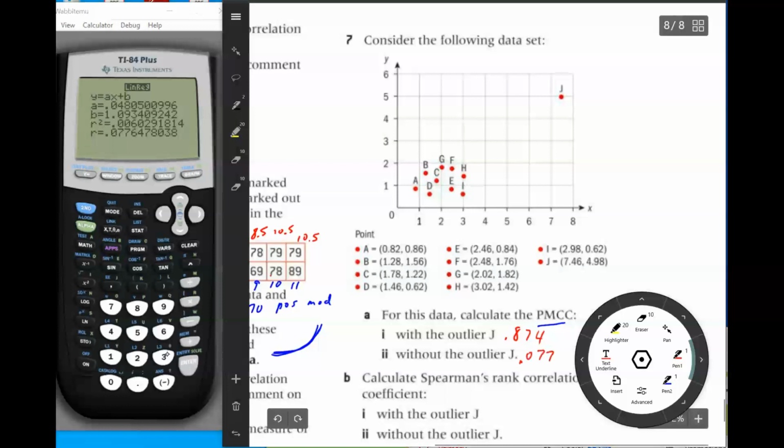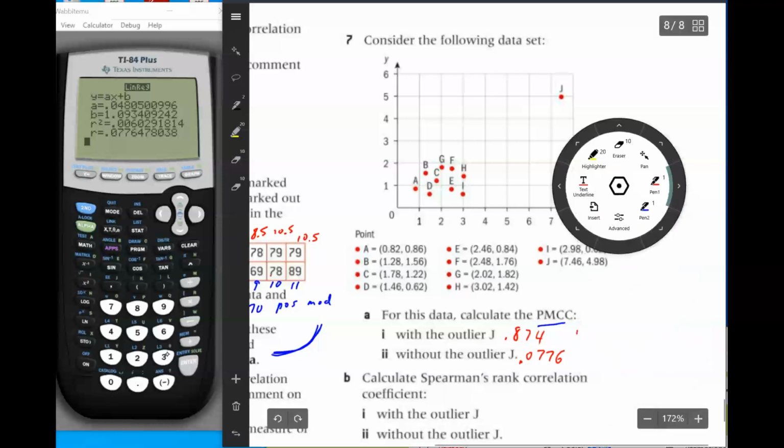That is pretty bizarre, isn't it? Look at the way, just by removing J, we've like totally changed the R value. The R value was strong, right? Before it was positive strong, 0.876. That's between 0.75 and 1, so it's positive strong. And once we remove J, it becomes positive weak. Okay, so that's a huge difference.